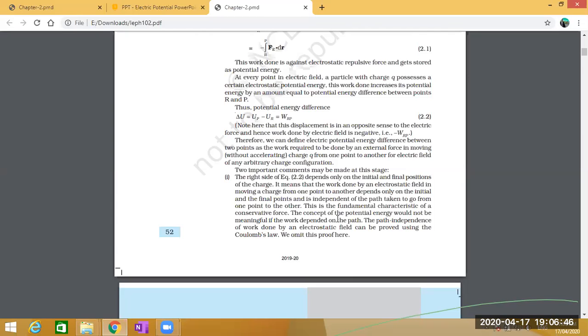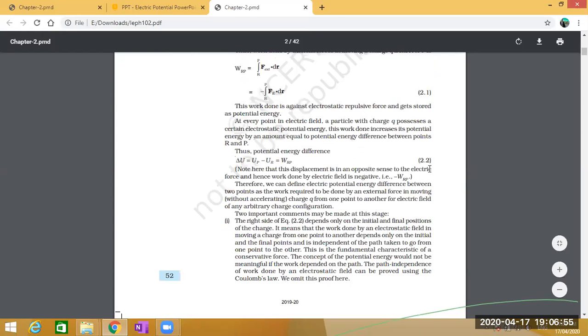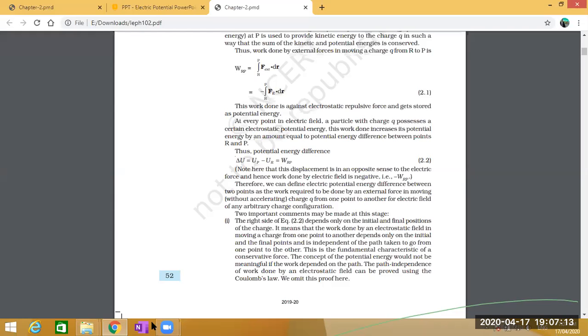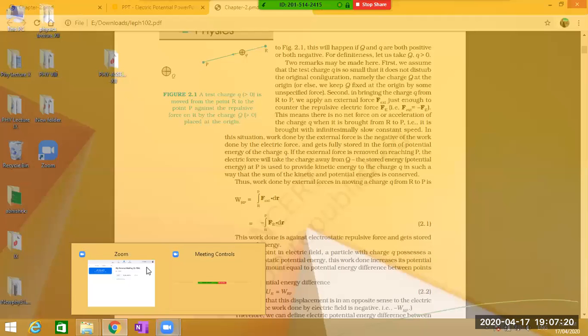So two important comments may be made at this stage. Right side of the equation 2.2. This is the equation. This is LHS, the left hand side, change in potential energy. And right side, amount of work done. So amount of work done while moving the charge, a small q, from R to P is just equal to change in potential energy. Okay.